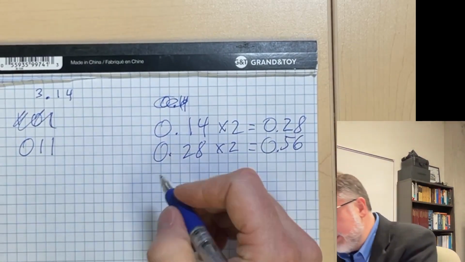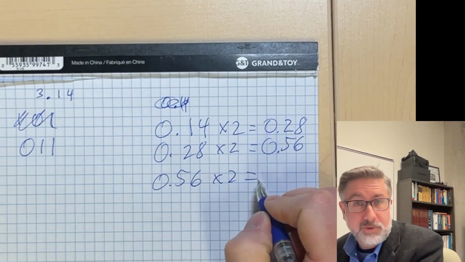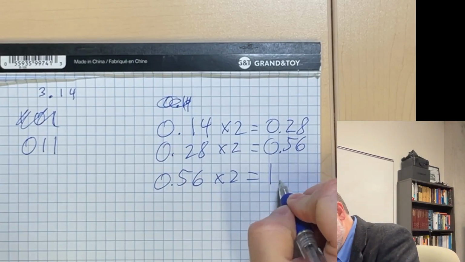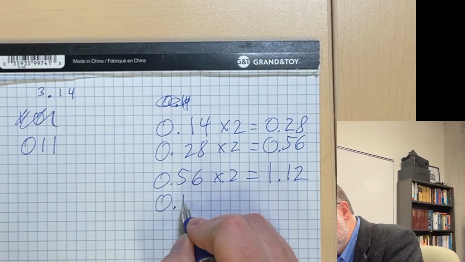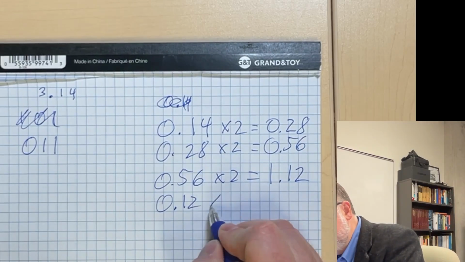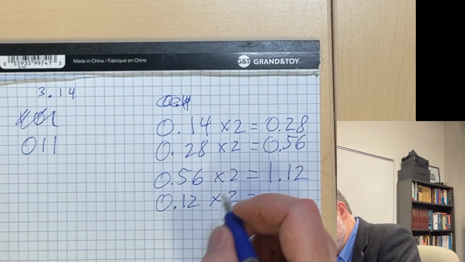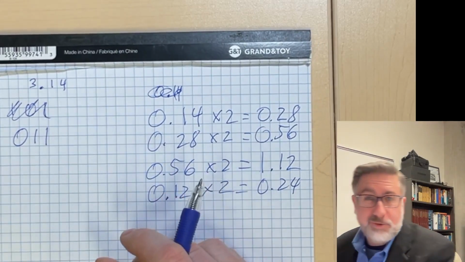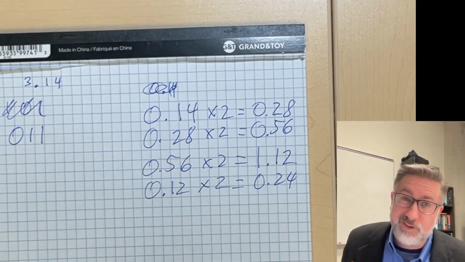Okay. Then 0.56 times 2 is 1.12, right? Then we have 0.12, because we keep that 1, times 2. 0.12 times 2 is 0.24. And we can keep going. We can keep going forever. We're going to get a smaller number. Eventually we might finish, but we'll see.